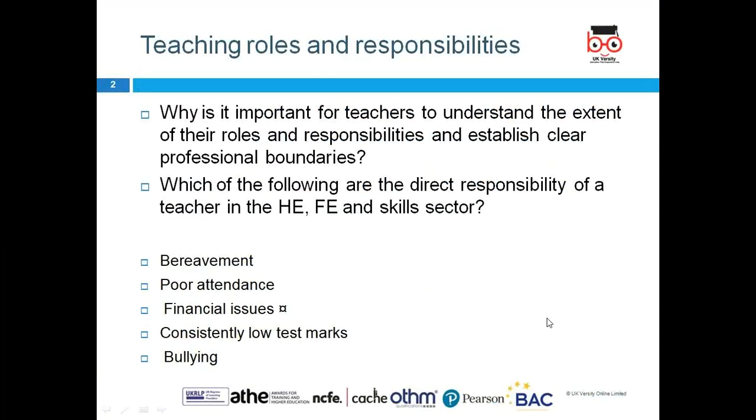So when we're looking at here, we're going to just look at teaching roles and responsibilities. We need to understand why it's important for teachers to know what their roles are, what their responsibilities are, what their professional boundaries are, and then what do you think are the roles and responsibilities of, say, a teacher?